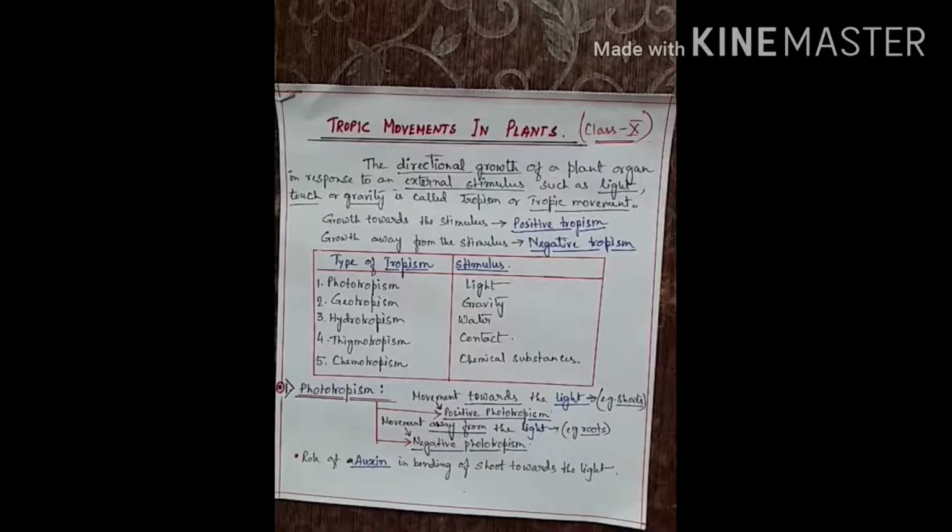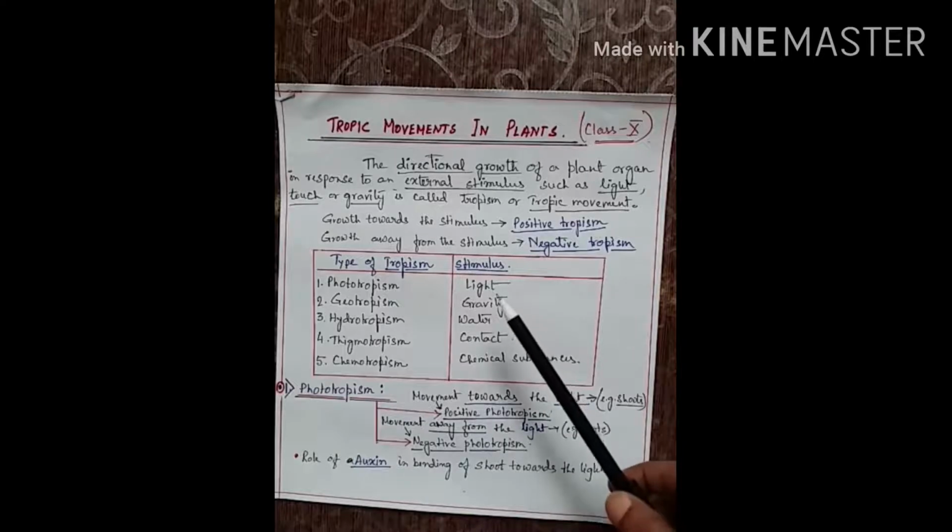Now, the stimulus are normally external. It may be light, maybe gravity, maybe water, contact of anything or some specific chemical substances. When the plants grow or move towards the stimulus, then it is called positive tropism. When the plants grow away from the stimulus, they are called negative tropism. Depending on the stimulus, we can divide the tropism or the tropic movement into 5 different parts.